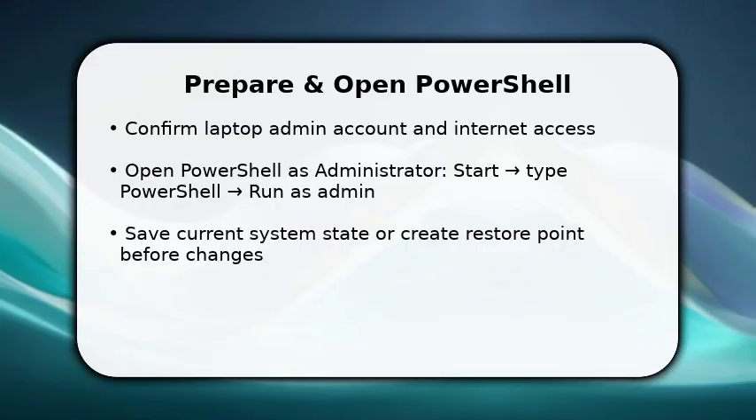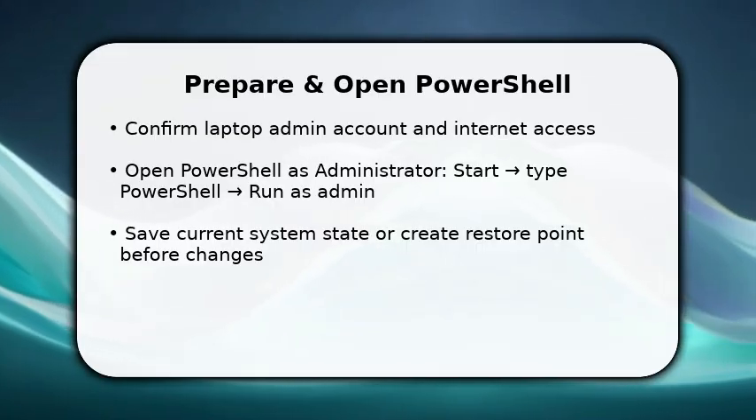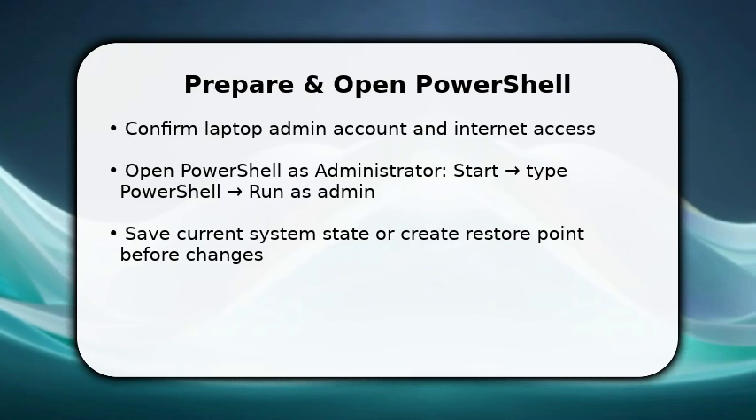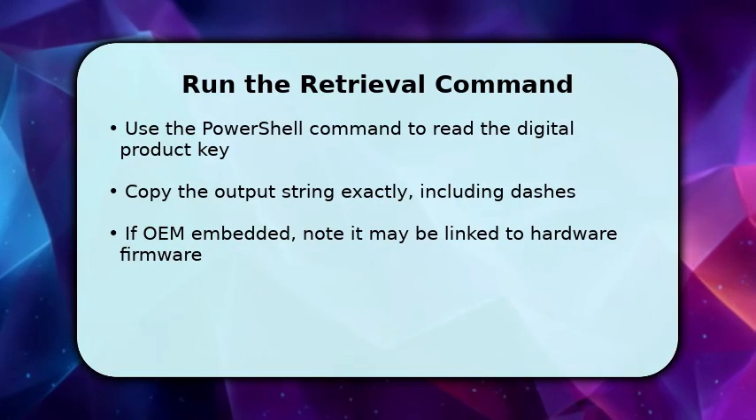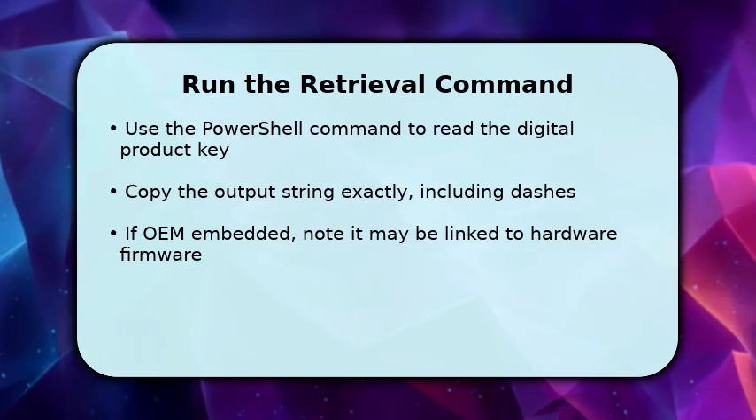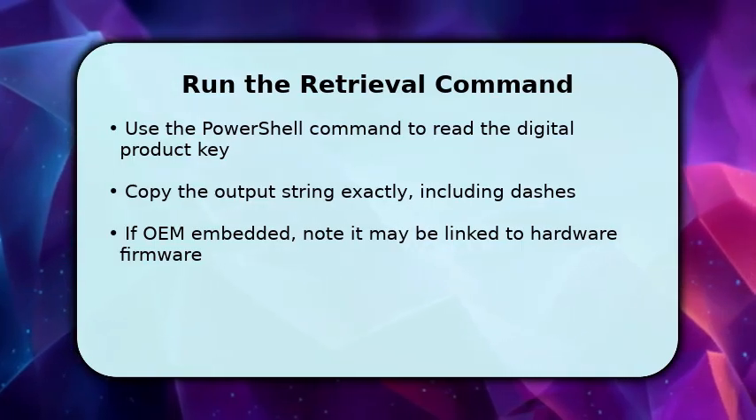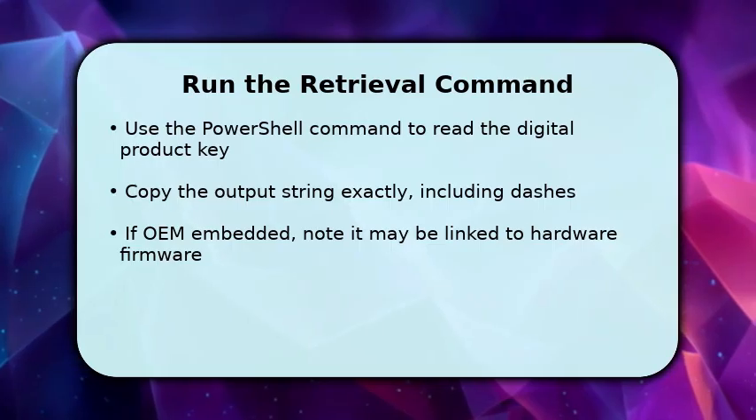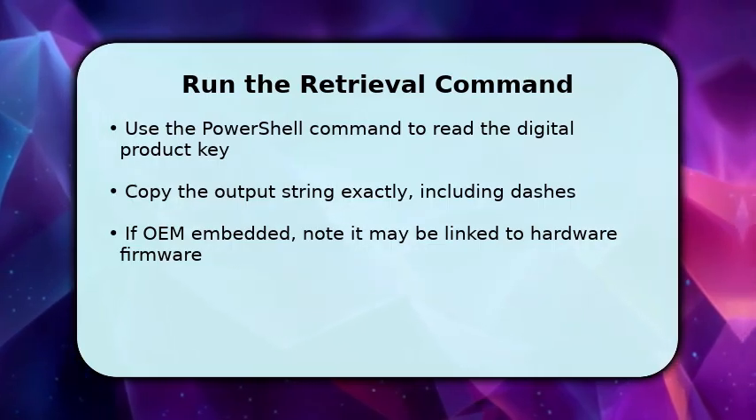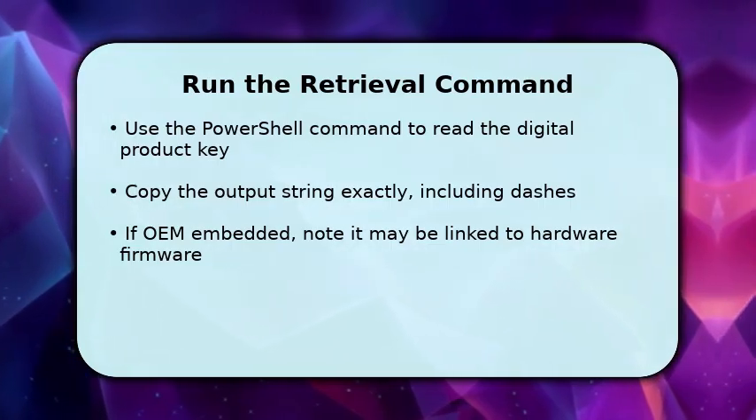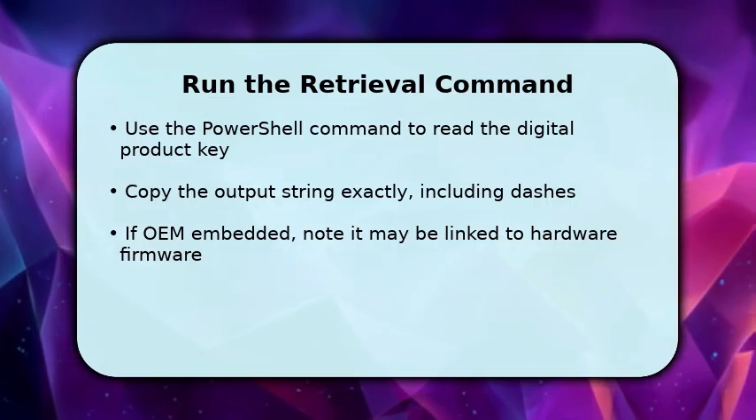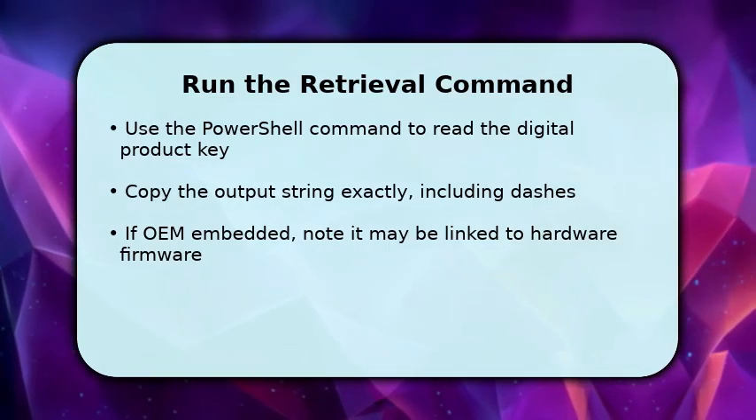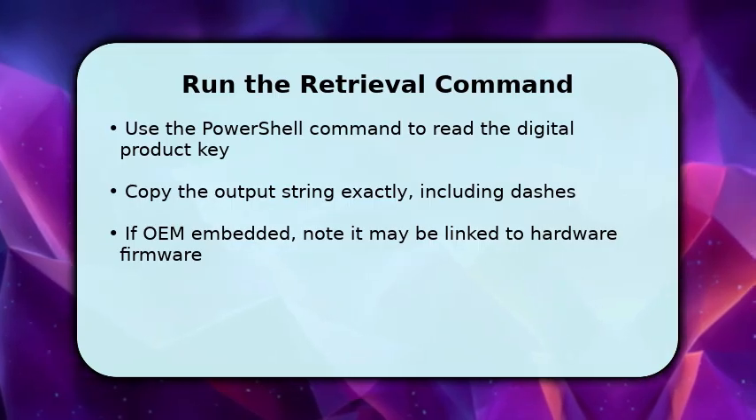Now that PowerShell is elevated and your system state is saved, you're ready for the exact commands to reveal the Windows 11 product key. Next, run the command that extracts the digital product key from the registry and firmware. In PowerShell, paste the specific script that decodes the digital product ID value into a readable key and press Enter. The output will display a 25-character key with dashes. Copy it exactly, preserving dashes and spacing.